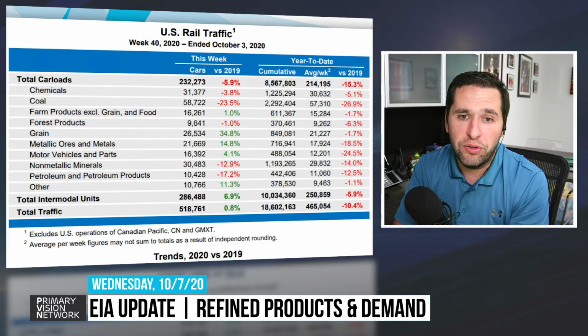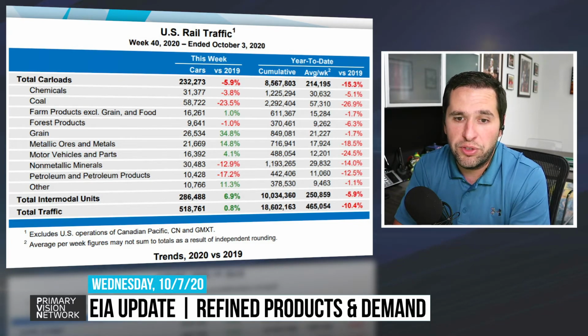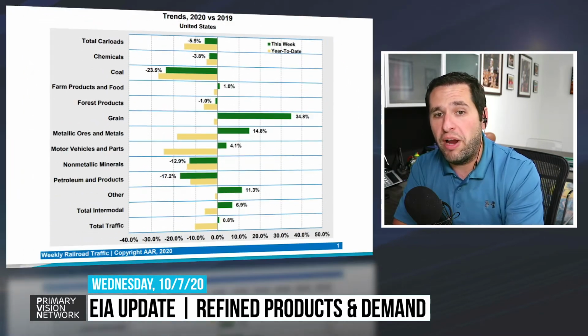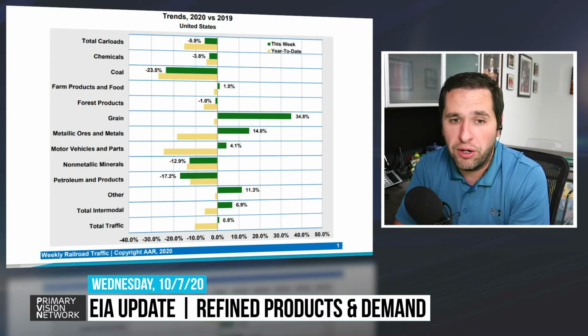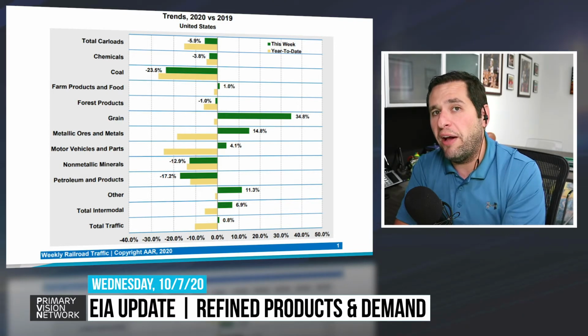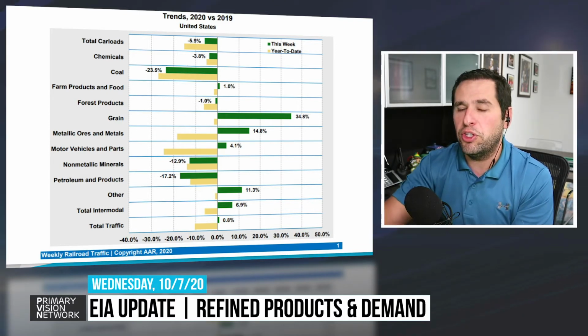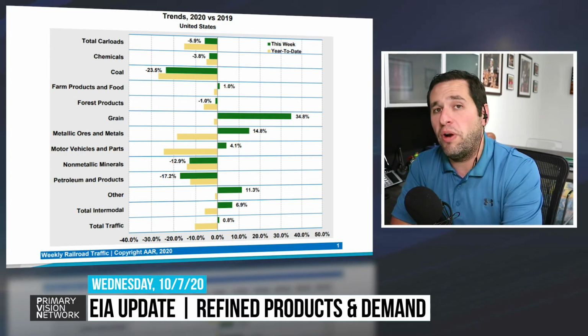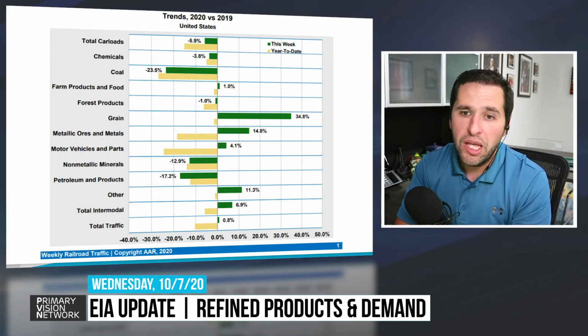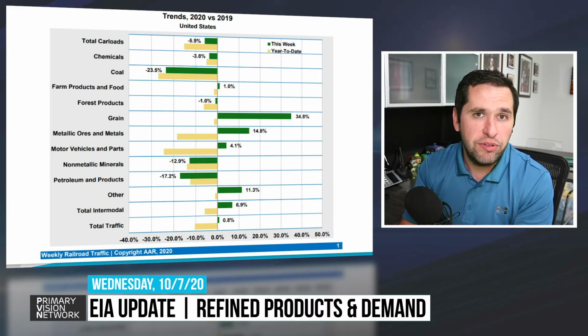Intermodal is elevated this week versus 2019, where it's up almost 7%. And total traffic, we're getting there now, almost 1% over last year. Total car loads are still down, but if you think about trucking, there's more on the truck, so there's less total car loads. But in terms of traffic, we're actually starting to pick back up. Year to date, we're still down 10.4%.